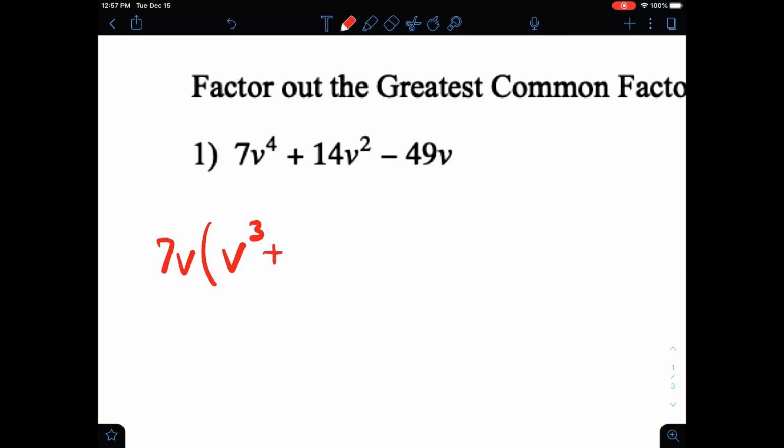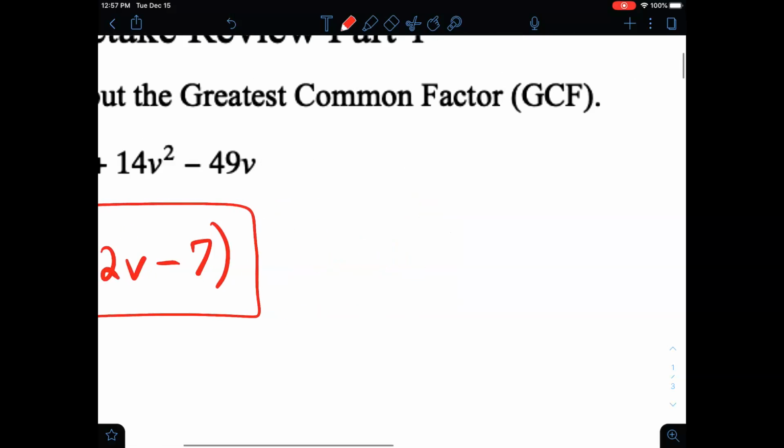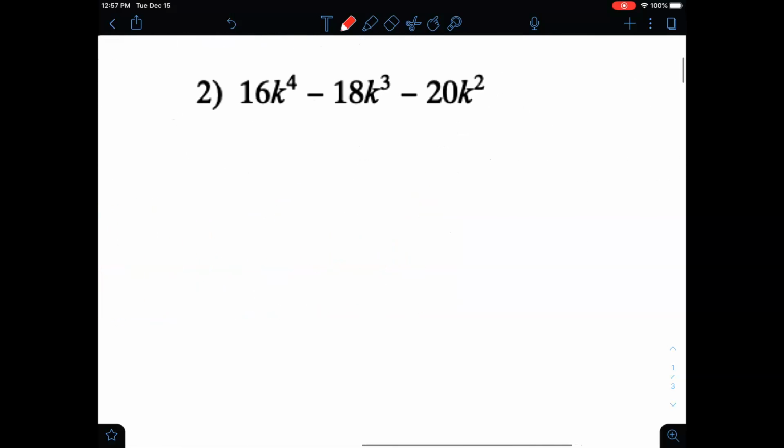14 divided by 7 is 2. V squared divided by v is just going to be v to the first power, because 2 minus 1 is 1. And then 49 divided by 7 is 7, and the v's are going to cancel, and we get our final answer: 7v times all of that. And there we go. All right, number 2: 16k to the 4th minus 18k to the 3rd minus 20k squared.